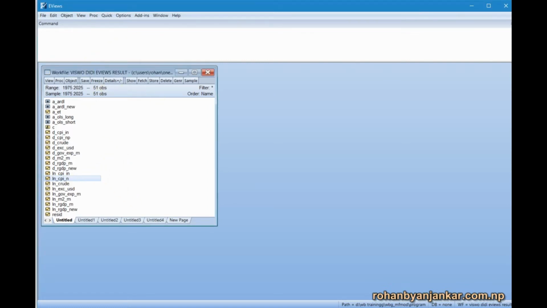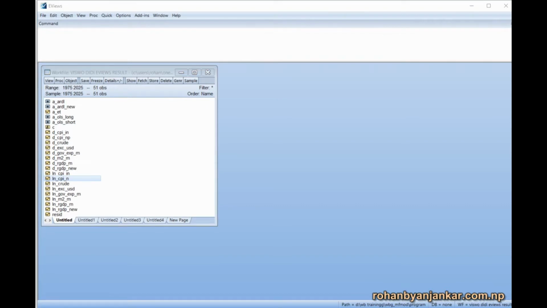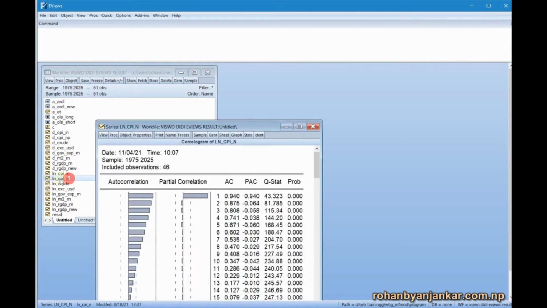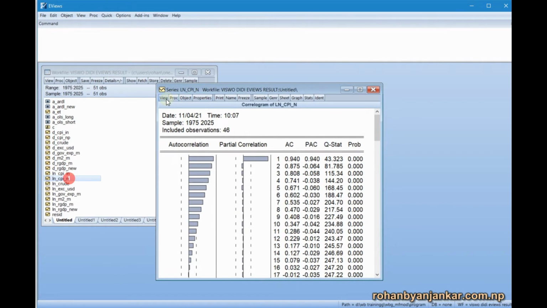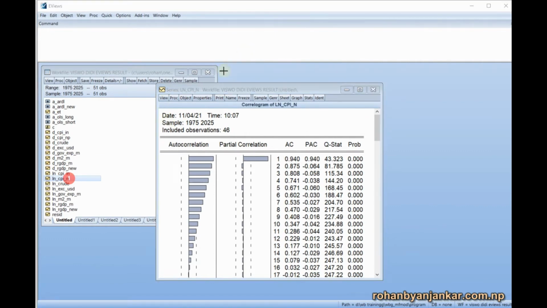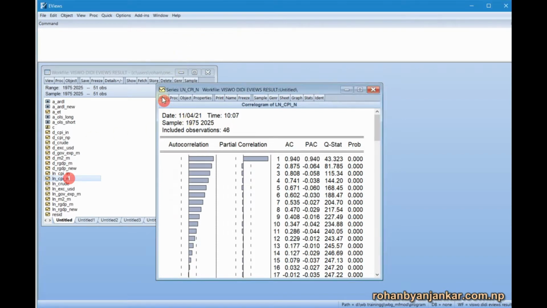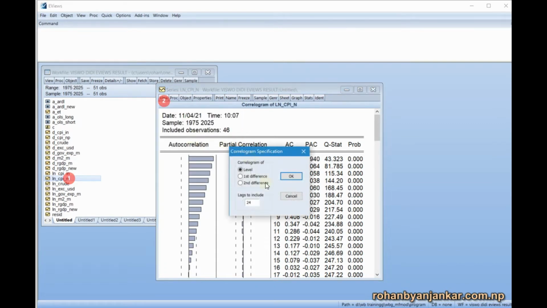First of all, let's choose a variable. This first step is to choose a variable. Let's choose this CPIN. Let's click on it, and the second step is to go to View. In the third step we will click on Correlogram, and we will click on Labels. Then in labels, there are three options: level, first difference and second difference. First of all, we will check this graph in levels, meaning in the log form itself.